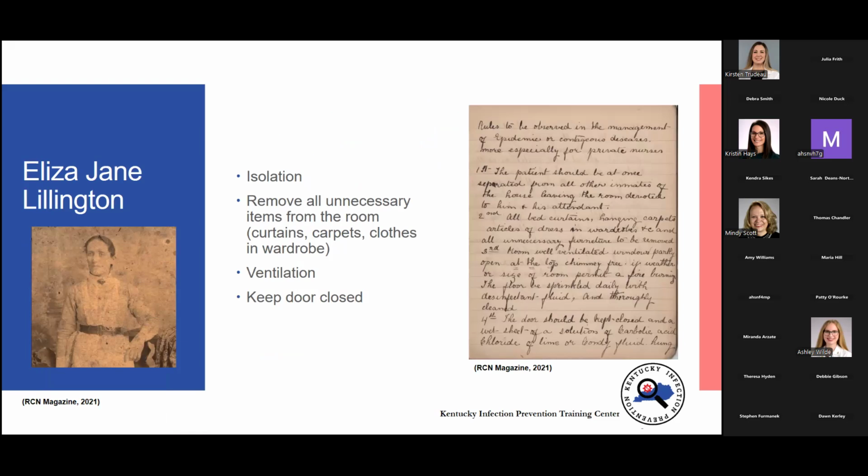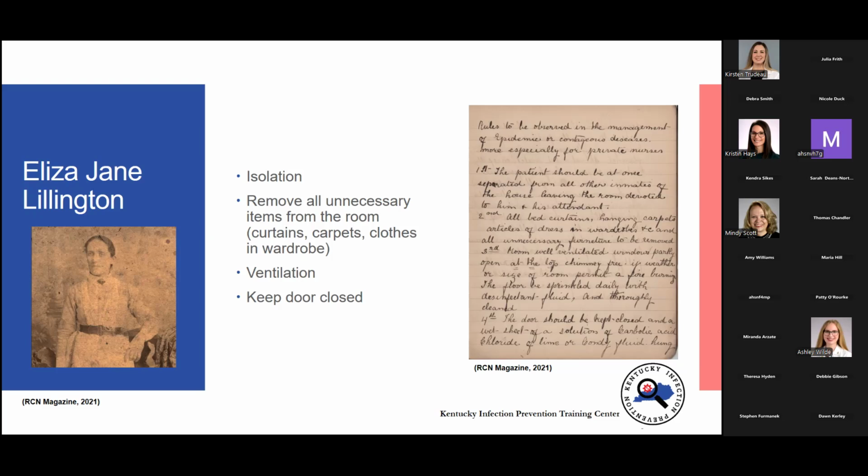So then you have Eliza Jane Lillington. This is just really interesting. She was a nursing student during this time period. So when you had people like Florence Nightingale making their recommendations and then teaching nurses how to care for patients, this was a note that she actually took from one of her nursing classes. So this was in 1887. Her school notes said, rules to be observed in the management of epidemics or contagious diseases, more specifically for private nurses. First, the patient should be at once separated from all other inmates of the house, leaving the room devoted to him and his attendant.